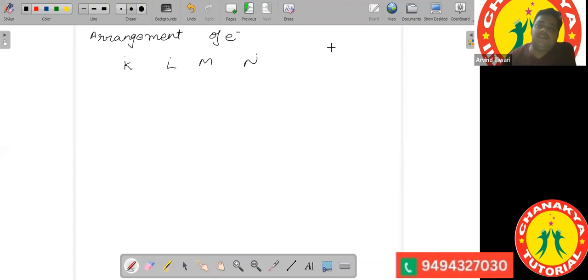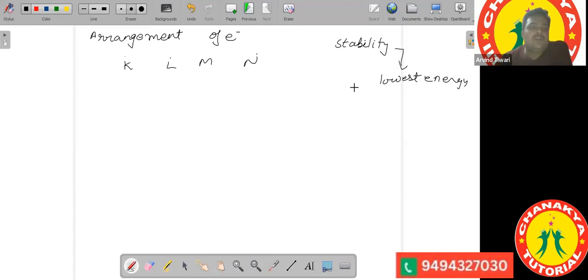And second thing, we talk of stability. If anything is stable, it is always stable in the form of lowest energy. Lowest energy is the stable configuration. That is why when the electrons are arranged, they will first fill the K shell, and once the K shell is filled, they will fill the L shell, then the M, and then N. So in this way, your orbits will be filled. Why are they filled like this? Because of energy.